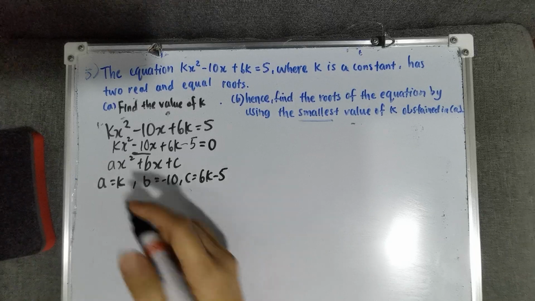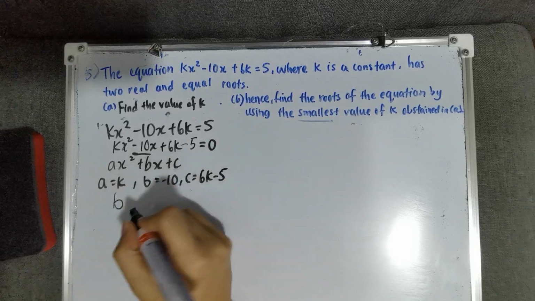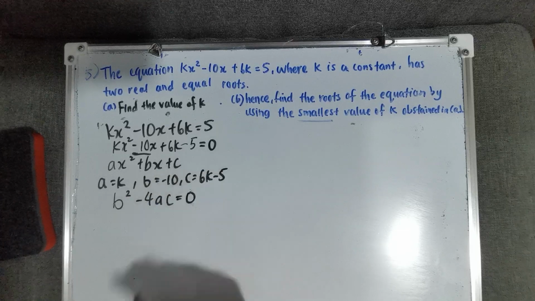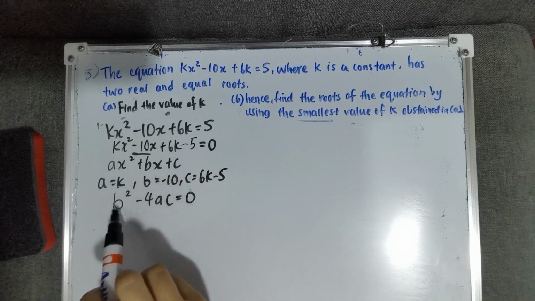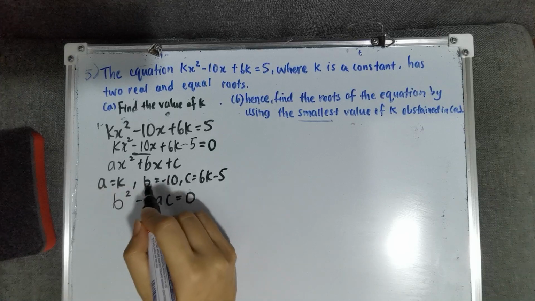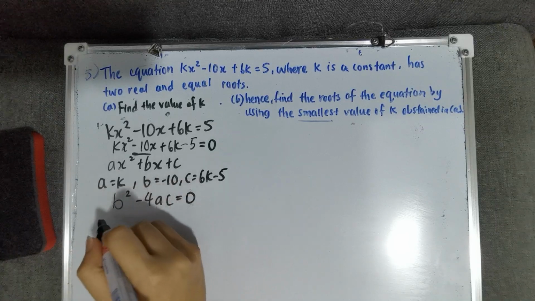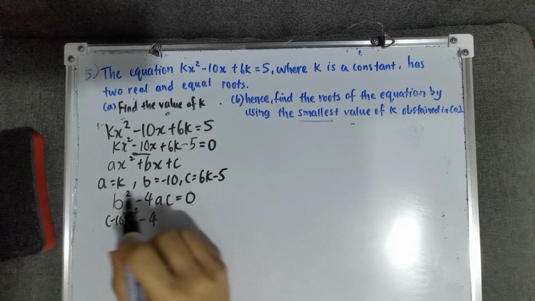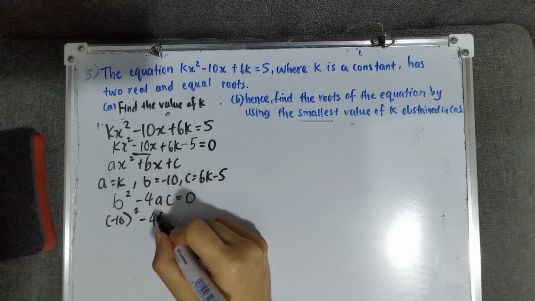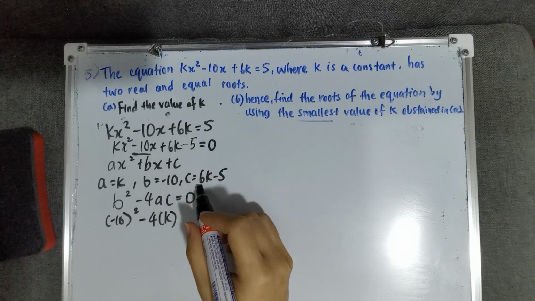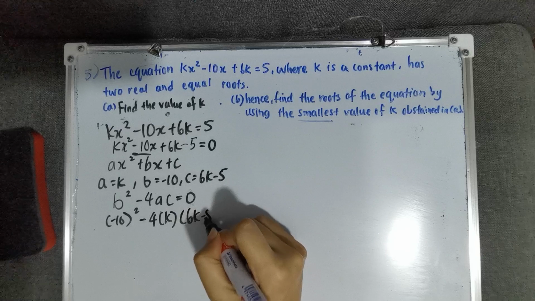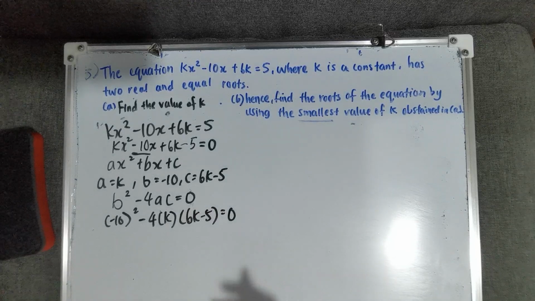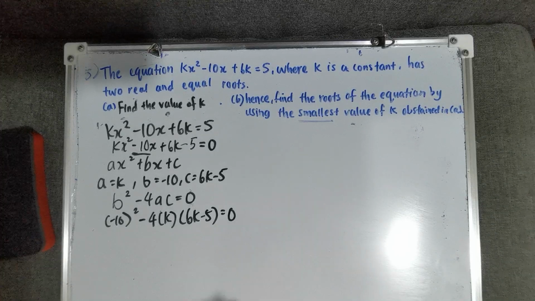You have to use this formula, b squared minus 4ac equals 0. We substitute b into b squared. Your b is negative 10, so we substitute it in. So it's negative 10 squared minus 4. Your a is k, so we substitute it in. Your c is 6k minus 5, equals 0. Okay, we do it slowly. You don't have to be so rushed. You just do it step by step.